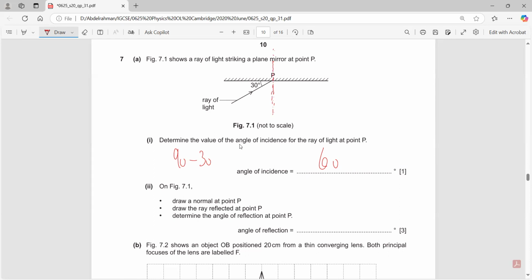And then draw the reflected ray. The reflected ray should be at an angle of 60 degrees. Okay, this is the reflected ray, which is at an angle of reflection of 60. Angle of incidence equals angle of reflection in mirrors.